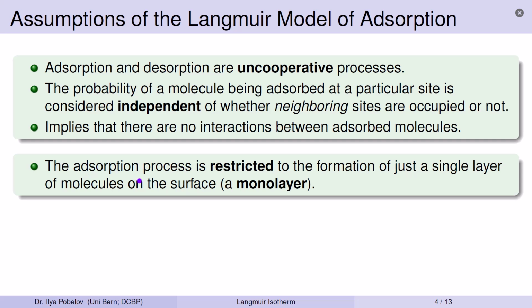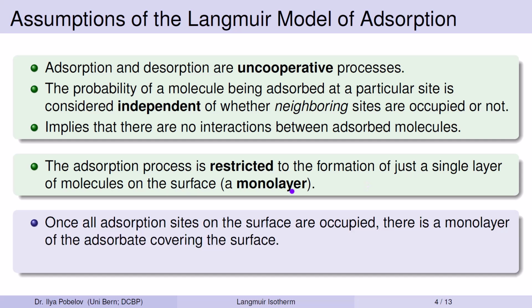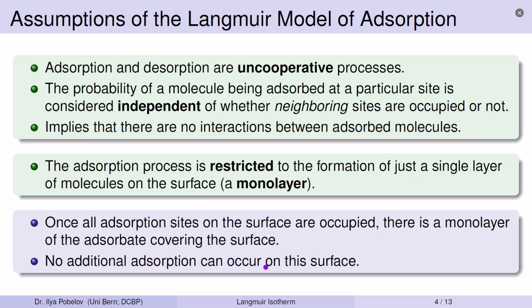Finally, the adsorption process is restricted to the formation of just a single layer of molecules on the surface, a monolayer. This means that once all adsorption sites on the surface are occupied, there is a monolayer of the adsorbate covering the surface and no additional adsorption can occur on this surface.